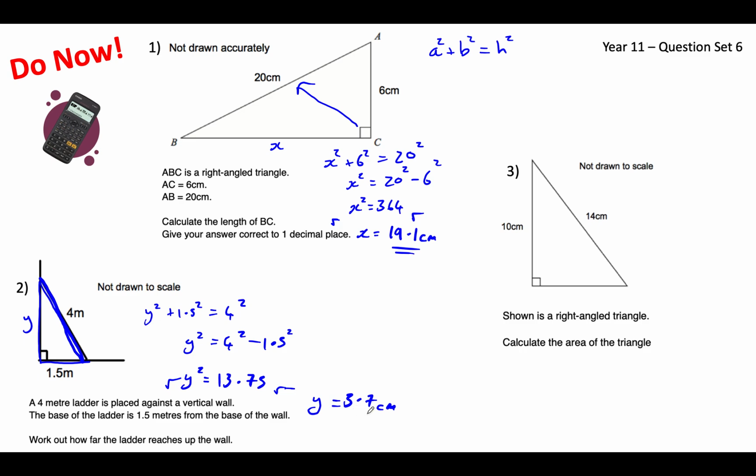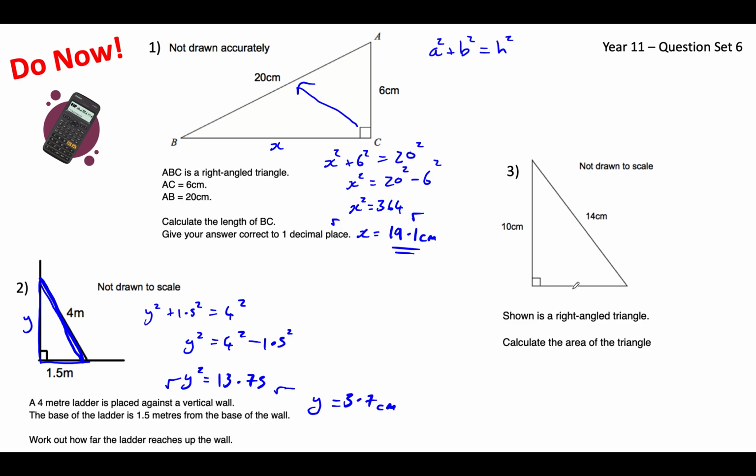It didn't say what to round it to, so I chose that. And it sounds like a reasonable answer. It's shorter than the long side. It's kind of reasonable. Just always have a little think. Does it sound reasonable? Yeah. And it should always be shorter than the long side too.